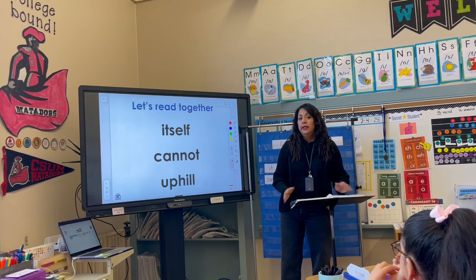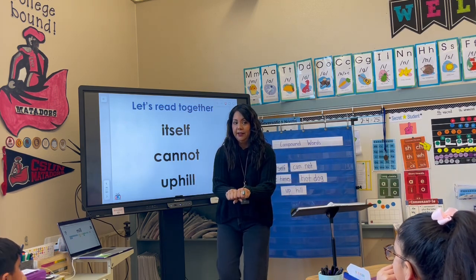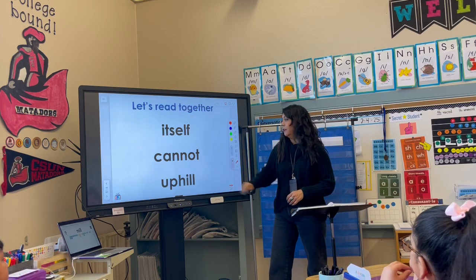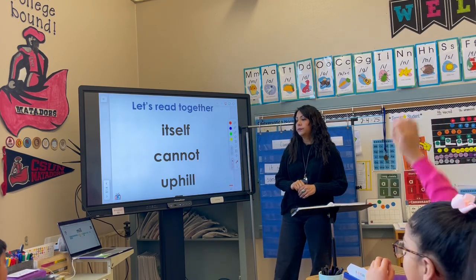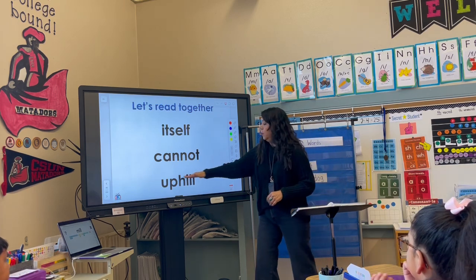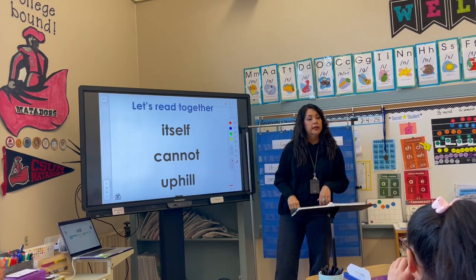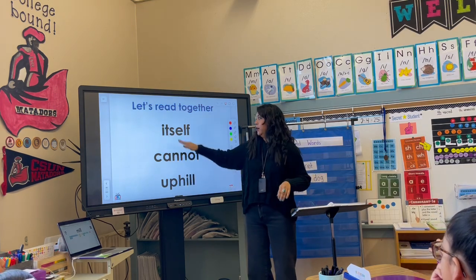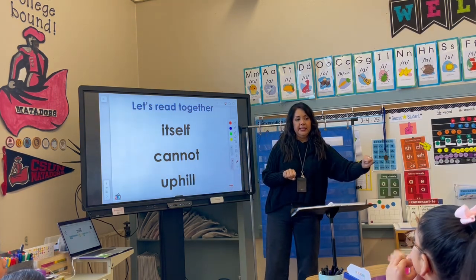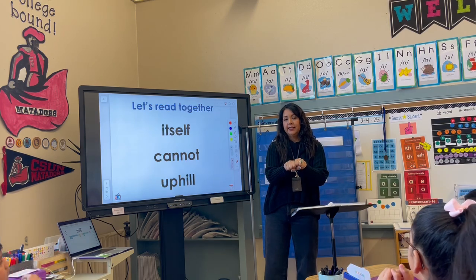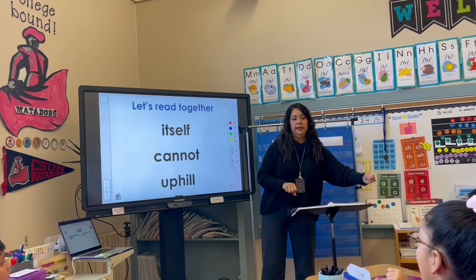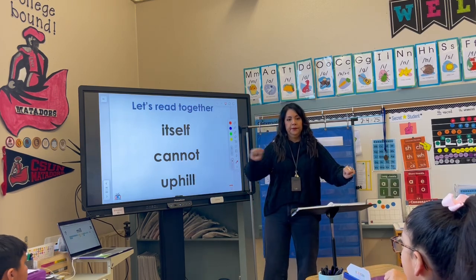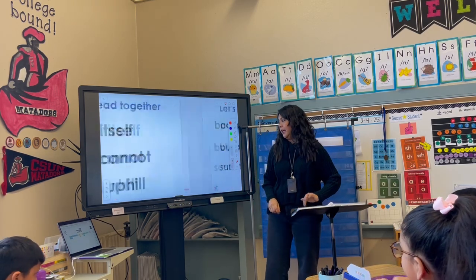Excellent. Now the word is already put together. Who can tell me what is this word? Yes. Itself. Excellent. Itself. What is this word, Israel? Cannot. And what is this word? Yes. Uphill. Now what we're going to do is we're going to break the word apart. Okay? Here we go. What would we break the first part up? Itself. Put together. Itself. Let's break this one up. Put together. Let's break this one up. Put it together. Uphill. Excellent job.